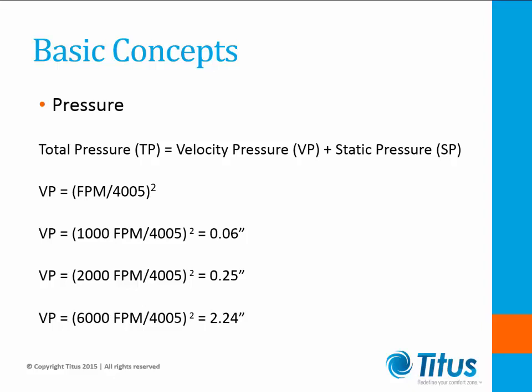For example, a 1,000 foot per minute velocity divided by 4005 and squared is equivalent to 0.06 inches of velocity pressure. If we change that velocity to 2,000 feet per minute, the velocity pressure increases to 0.25 inches of velocity pressure. As the velocity of the airstream doubles, the resultant velocity pressure will increase by a factor of 4.